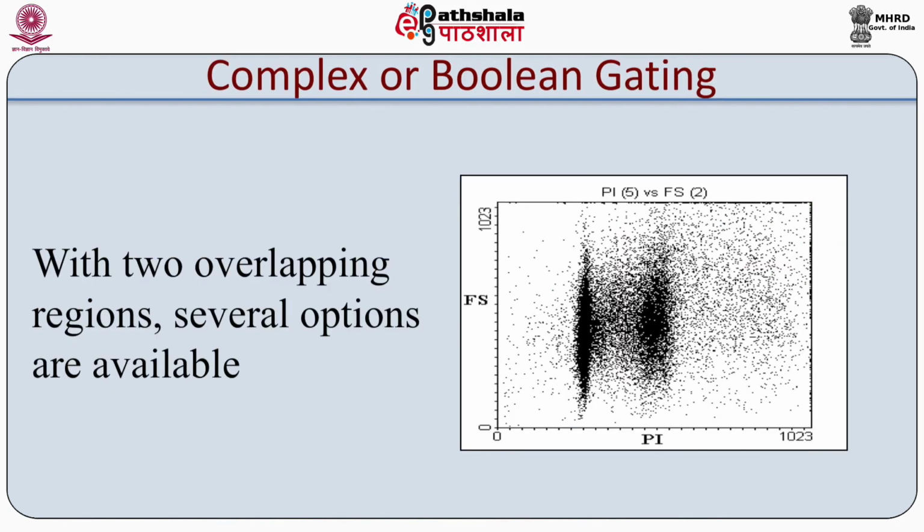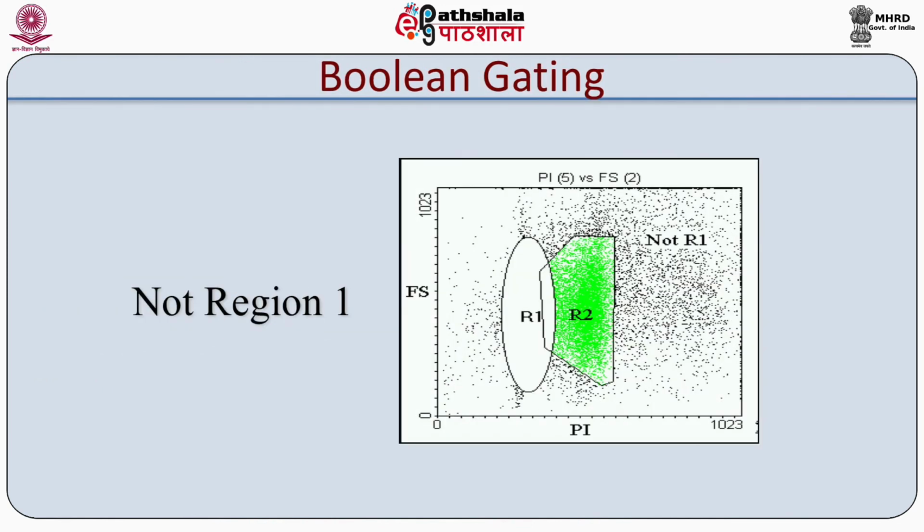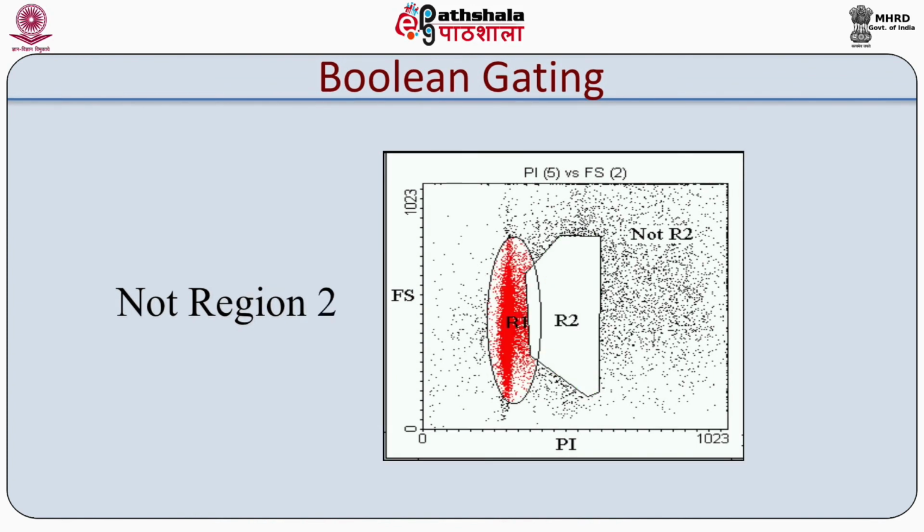For more complex populations, Boolean gating is used, which automatically designates subpopulations to be included or excluded from analysis. For example, a NOT Boolean gating creates a population that includes all the cells that are outside a selected gate. In this case, it's the NOT region 2, so it is taking the region outside the R2 gate.